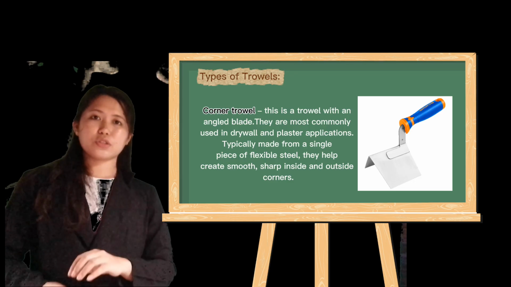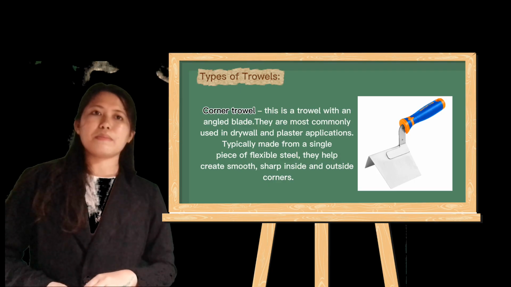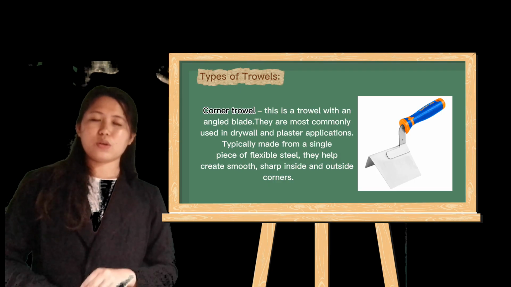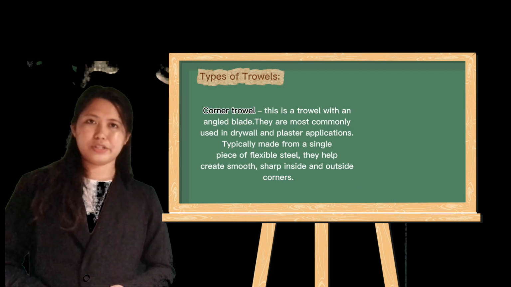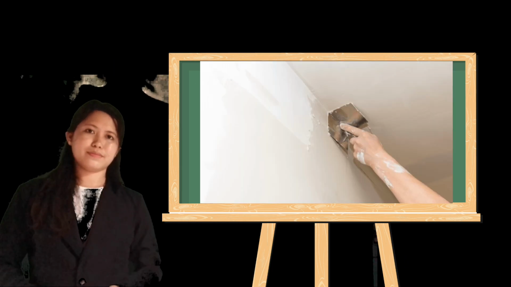So, yung corner trowel ay ginagamit sa mga sulok para maging makinis at pantay yung kanto sa loob at labas ng isang pader. Ito yung ginagawa gamit yung corner trowel.